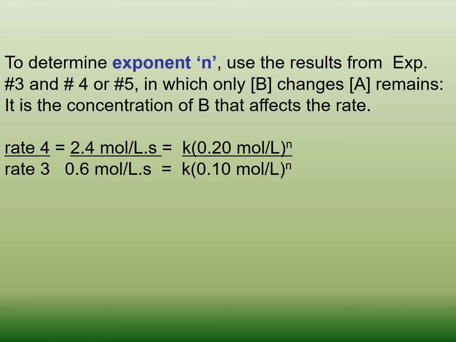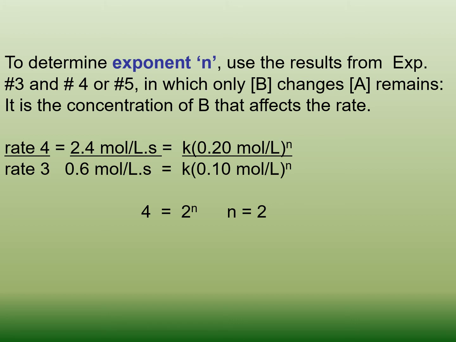We have K times the concentration of B for experiment 4, which is 0.20 moles per liter to the power of N, divided by K times the concentration of B for experiment 3, which is 0.10 moles per liter to the power of N. When we solve the left side, dividing 2.4 by 0.6, the units cancel and we are left with the value of 4. When we solve the right side, the K's cancel each other, as do the units, and we have 0.20 to the N divided by 0.10 to the N, which equals 2.0 to the power of N. N must equal 2 in order for this statement to be true.